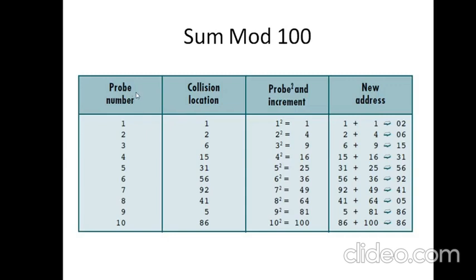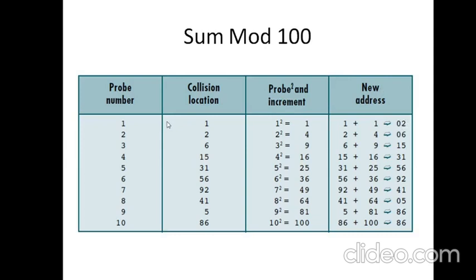So we have this example: during the first probe, when a collision occurs at location 1, how do we calculate the new address? Step 1 is you find the square of the current probe number, 1 square, and after that you add that to the collision address, which is 1. So 1 plus 1 is 2, and we have to do the modulo division by 100, but because it's still within that range, nothing happens. So 2 is the resultant address.